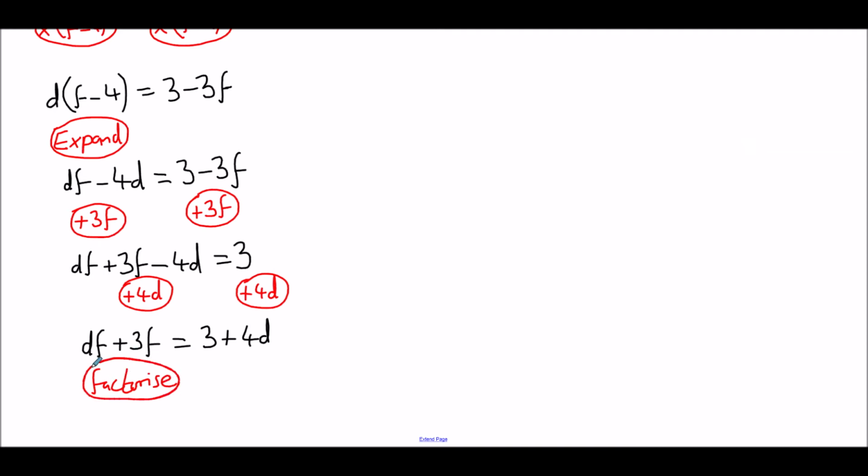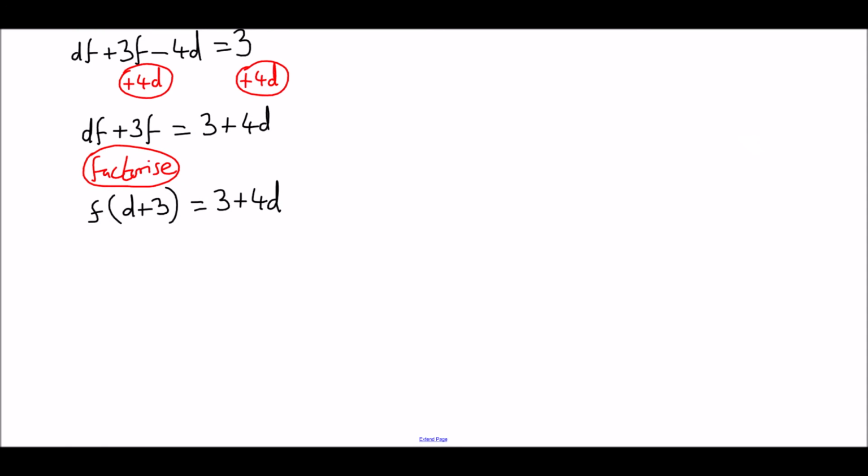Leave the right-hand side alone. Then we'll have F brackets D plus 3 equals 3 plus 4D. And the final step, to get F on its own, will be to divide both sides through by this bracket D plus 3.